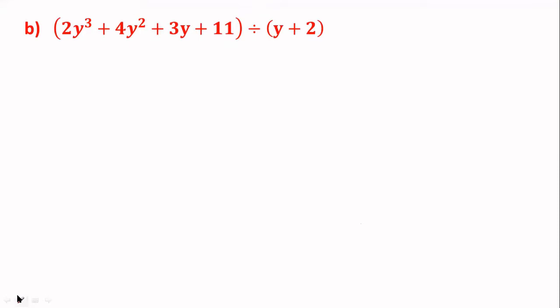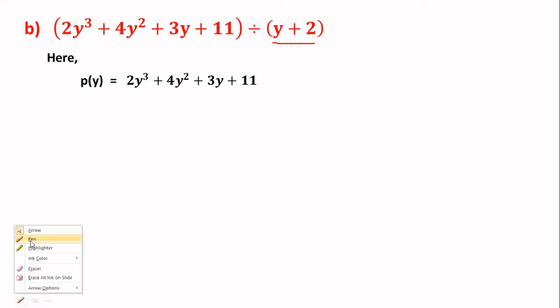So here this time we have the divisor y plus 2. This is similar to the x plus a form, but as you can see here, the dividend polynomial and divisor are in the variable y. So our polynomial p(y) will be 2y cubed plus 4y squared plus 3y plus 11. As you can see, none of the powers of y is missing, starting from y cubed, so we have written it as it is. And look at this divisor, y plus 2.